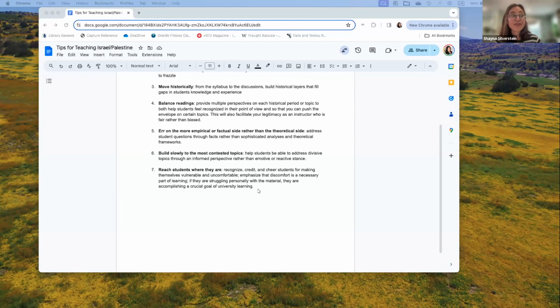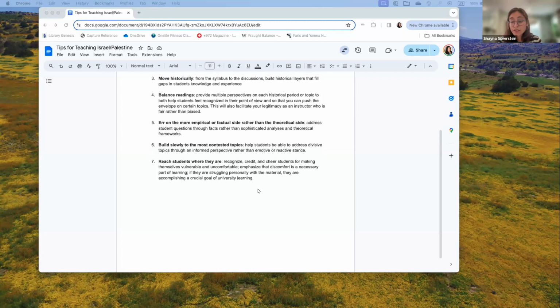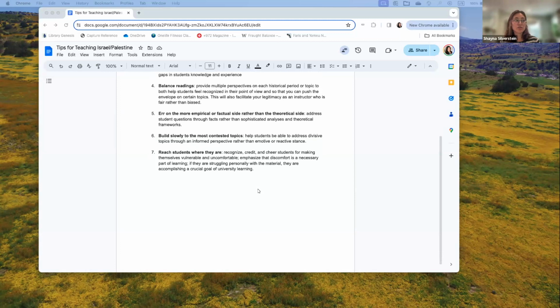And finally, to reach students where they're at, to recognize, credit, and cheer them for being discomforted, for being vulnerable, and emphasizing that that's why they left their families to come to the university. That's why they are mingling with people who may be coming from different backgrounds at the university in general, and that this also happens in the classroom. To struggle personally is to be part of university life. And there's different ways to communicate this. It might happen one-on-one in sessions, office hours with students. It might also happen in the broader group class situation.